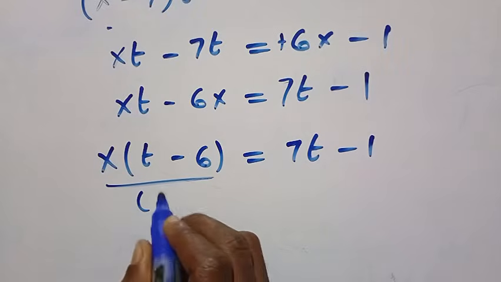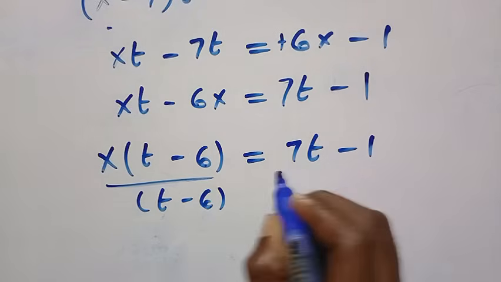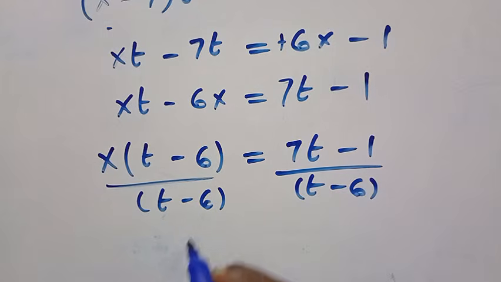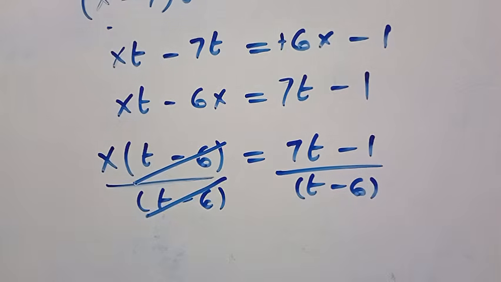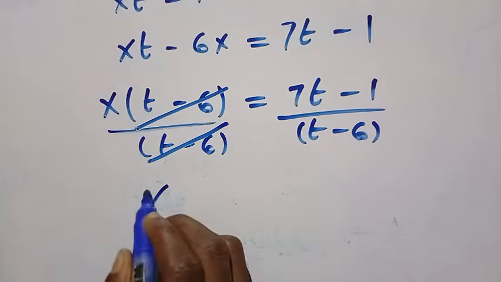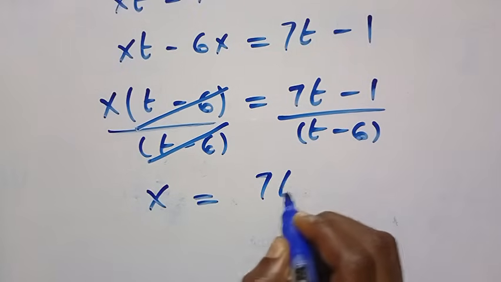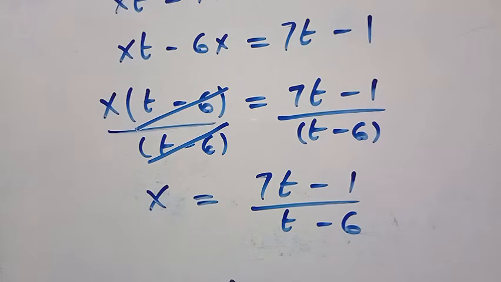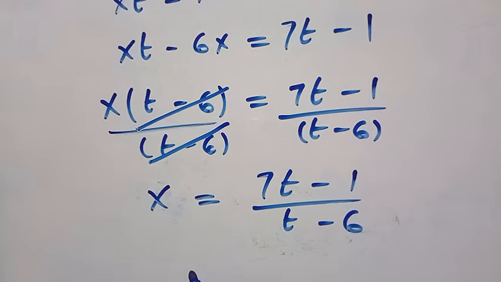So let's divide both sides by t minus 6. So here is also t minus 6. When t minus 6 cancels t minus 6, we have x equals (7t minus 1) divided by (t minus 6). So this is what we have for x. Then we are going to substitute back into the given function, then we find the value of P of 0.